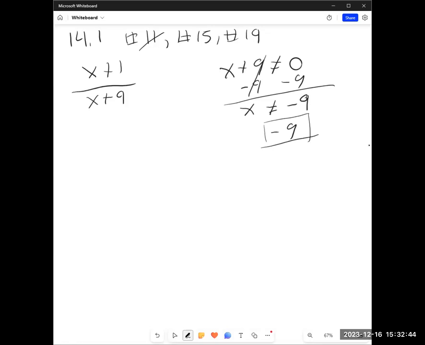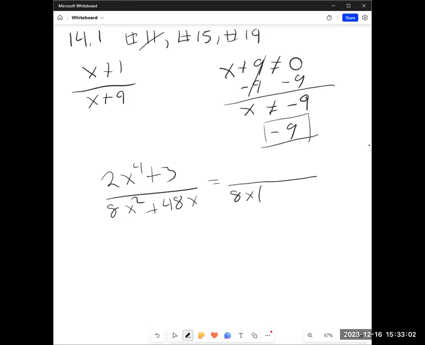Now we're going to work on this problem. 2x to the fourth plus 3 divided by 8x squared plus 48x. So we're going to factor that denominator. It has a greatest common factor of 8x, and that gives us x plus 6.